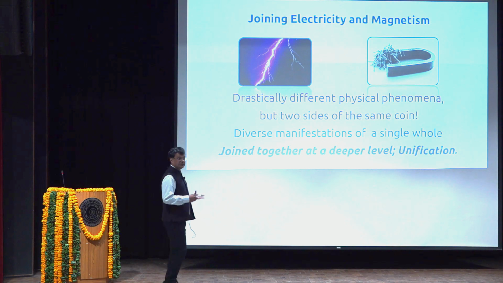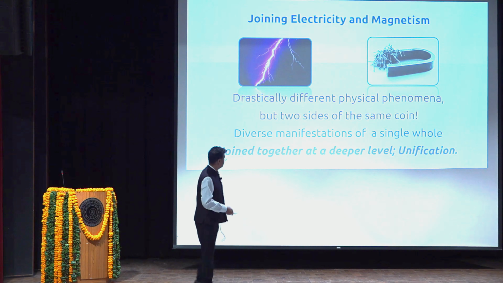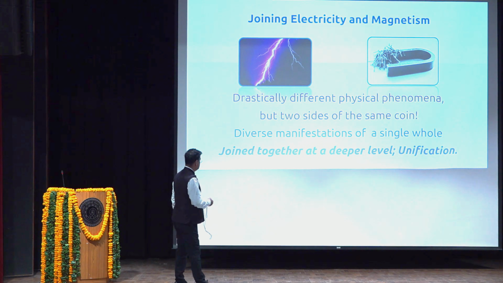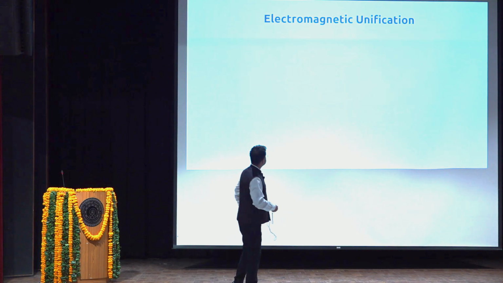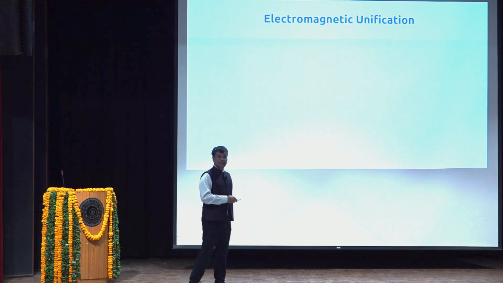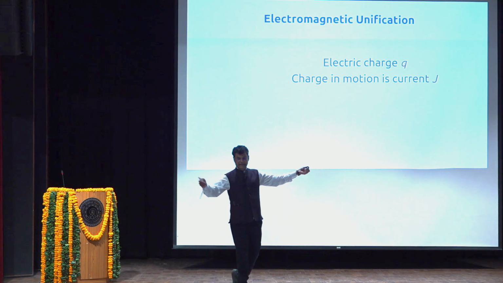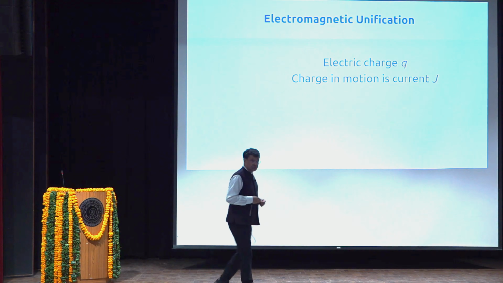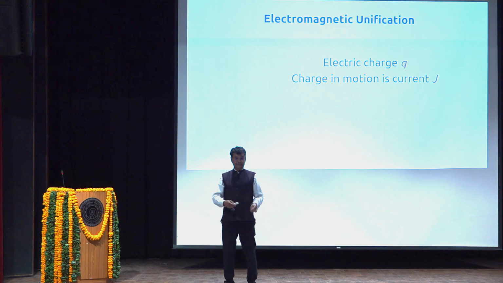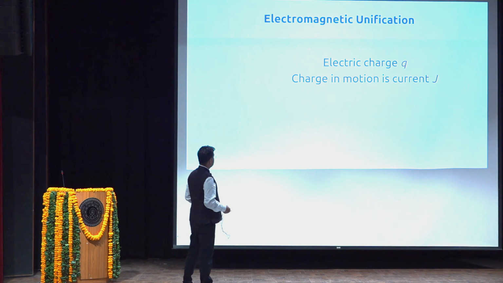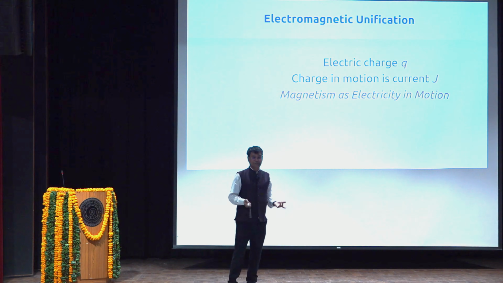Unification means you try to understand diverse phenomena as part of the same thing. So they are joined together at a deeper level, even though they look very different superficially. So this you can call electromagnetic unification. You know that electric charge creates an electric field. But if a charge is moving, then it's electric current. And you know that an electric wire generates a magnetic field. So therefore, it's kind of natural to expect that magnetism is electricity in motion.